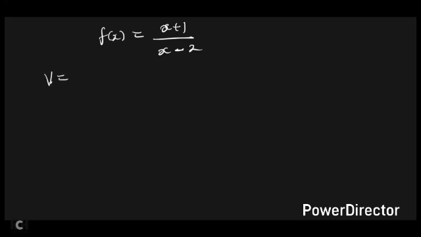Let's check out the vertical asymptote in this situation. The vertical asymptote in this situation is what? Because x minus 2 is equal to 0, then x is equal to 2. So meaning that x is equal to 2, like that. Okay, that's the vertical asymptote.